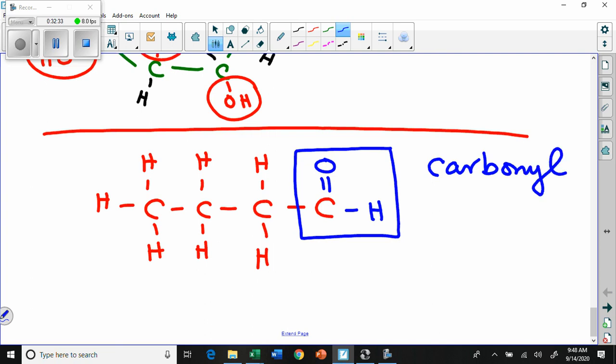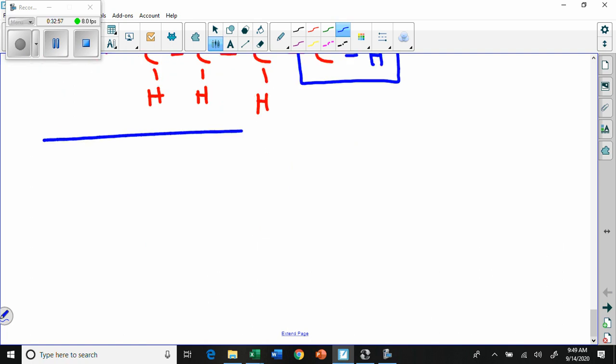Okay? A carbonyl indicates another class of molecules. For simplicity, what I want to do is first run through all the groups, and then we'll look at the classes later, okay? So you don't get too bogged down and too confused. So identify the carbonyl group. All right, the next one, extend the page, looks like this.